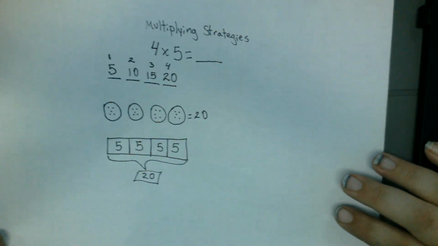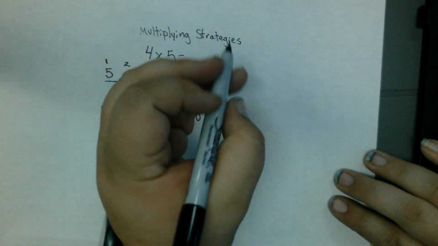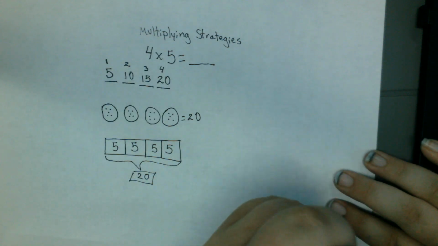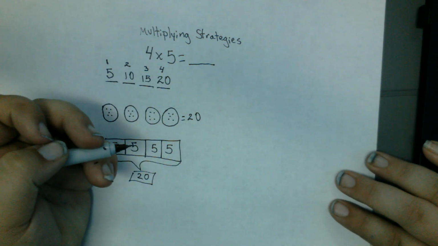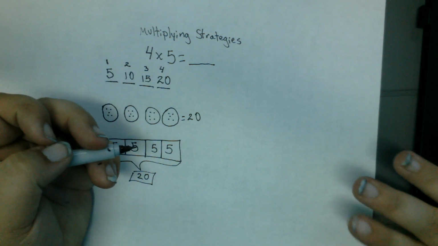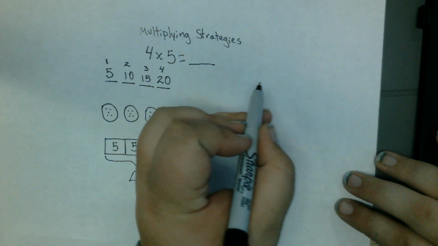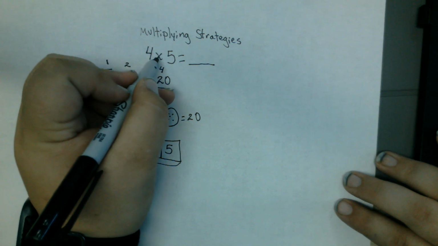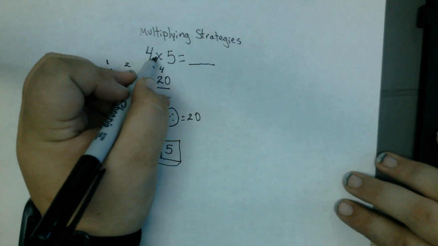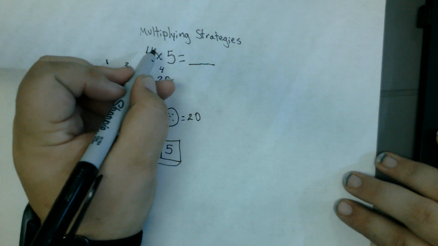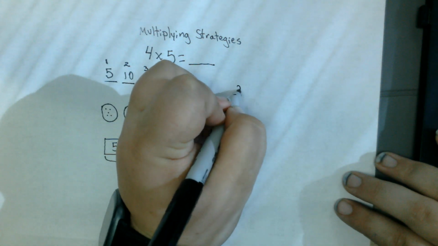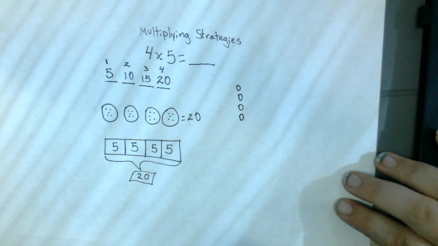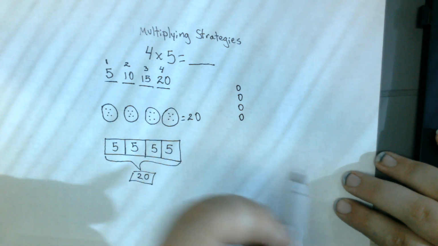Our next strategy would be to use an array. Now, an array is doing rows and columns. Although I don't tell the students columns as much because then they get confused. We focus mainly on the rows and then the number in each row. So I'm going to make 4 rows of 5. And that means that there's going to be 5 in every row. So first I'm going to make my 4 rows so that I know I've made enough. Now I'm going to make sure that there's 5 in them.